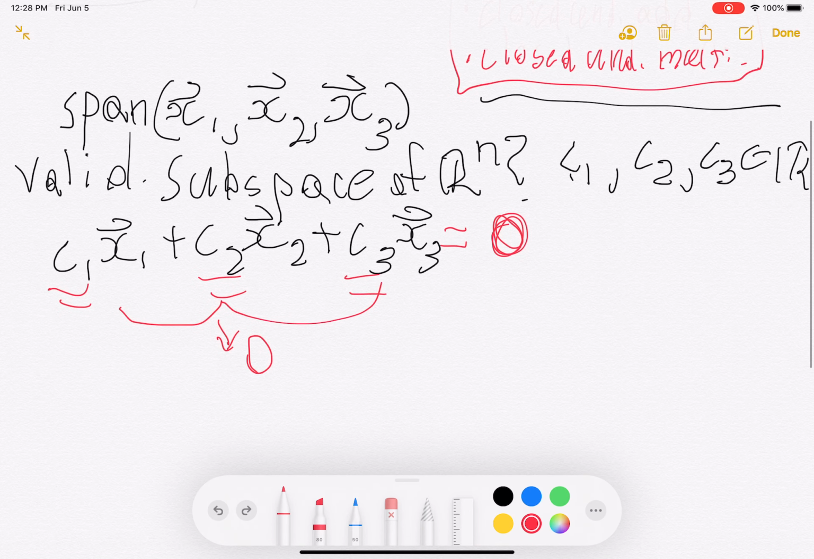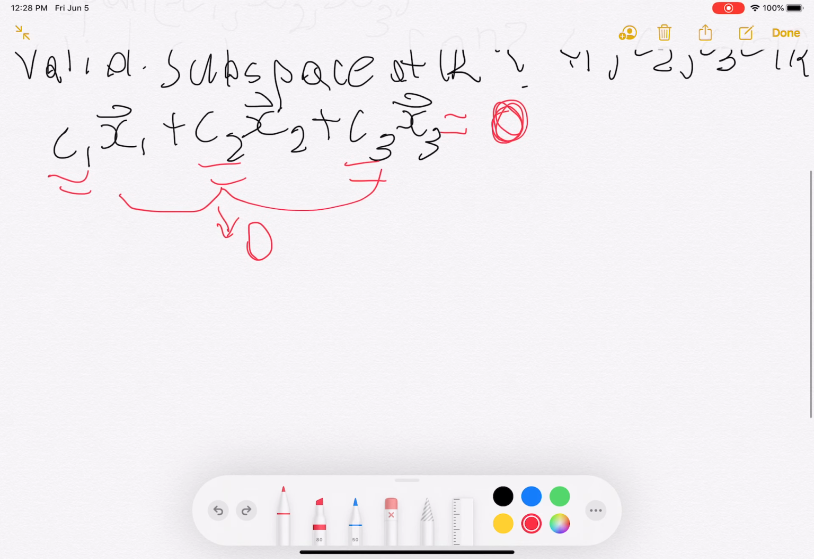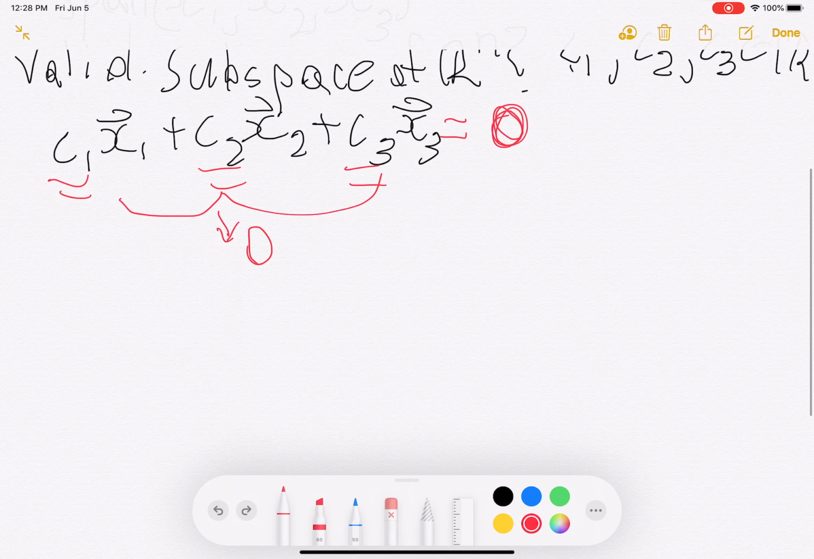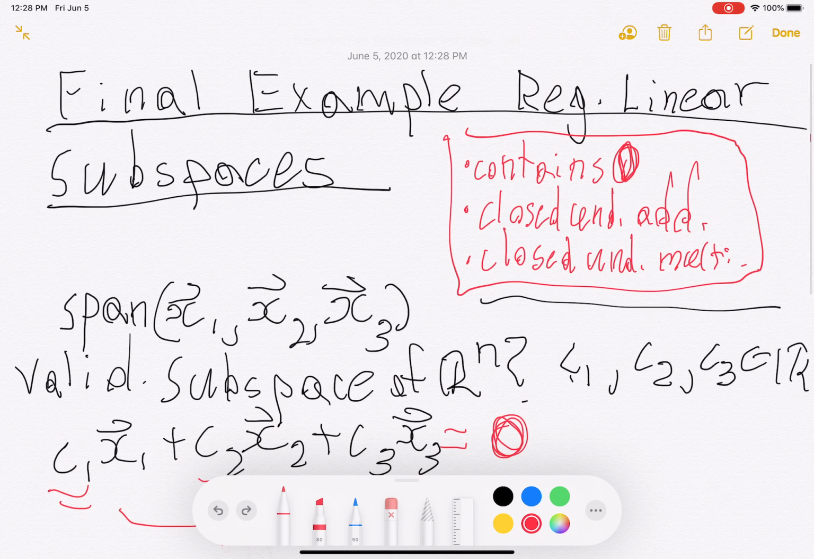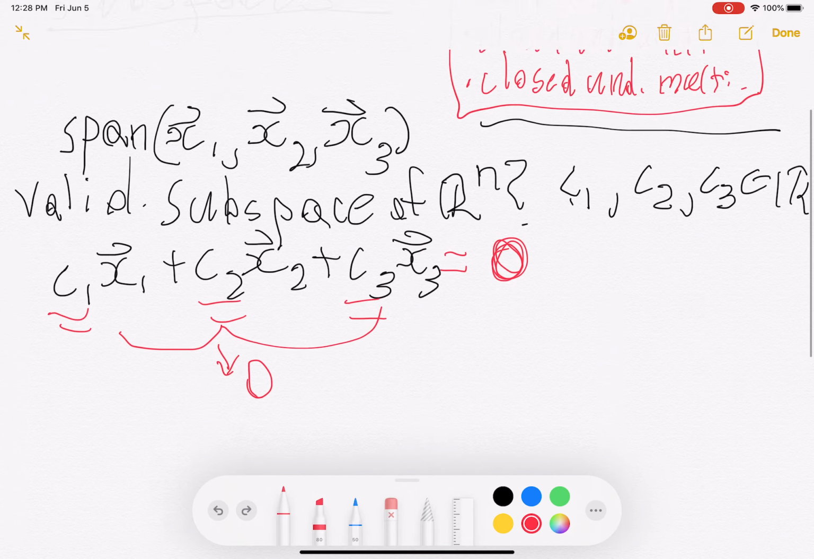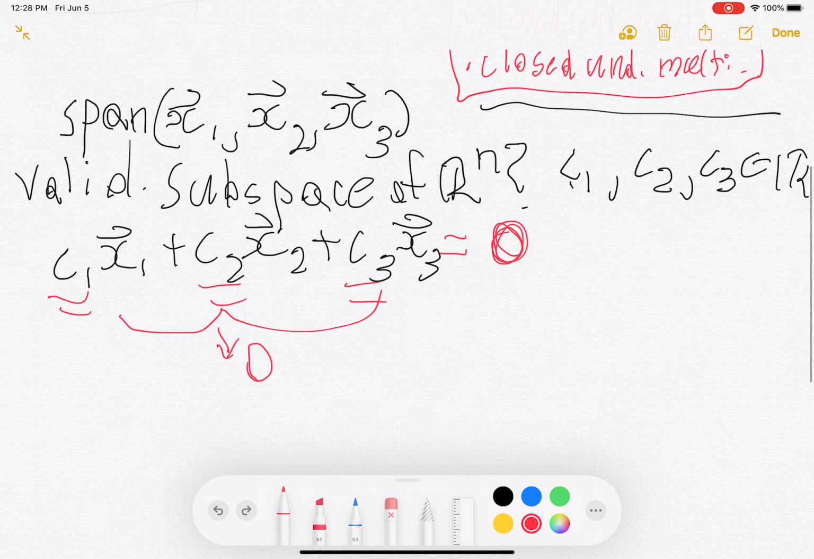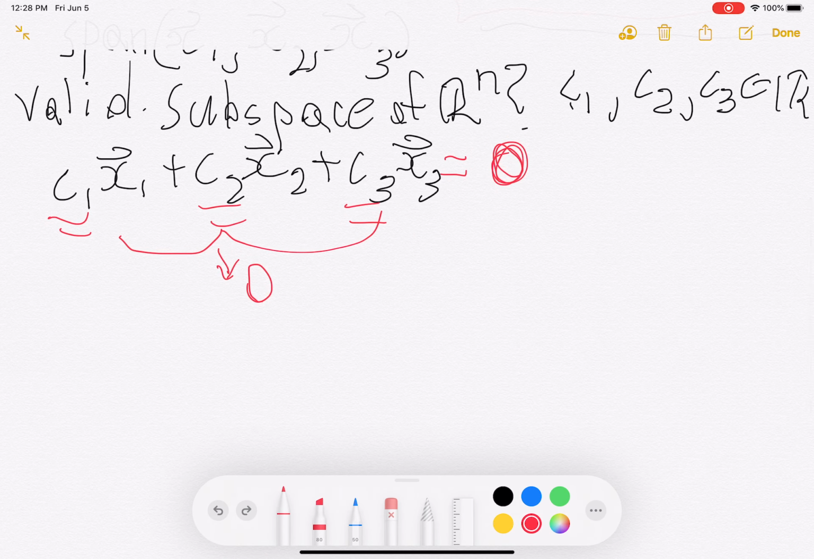Okay. So let's look at our second parameter. Is it closed under addition? Well, we can check that quickly. So we'll set this linear combination equal to x. Or sorry, we're already using that. Yeah, let's not use that. Let's set that equal to, I don't know, y.